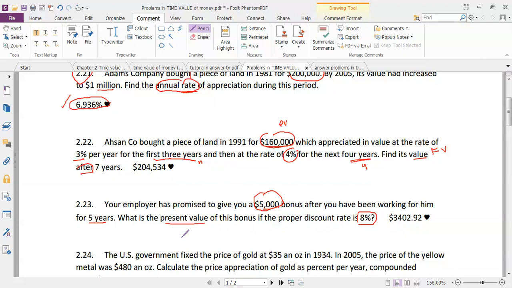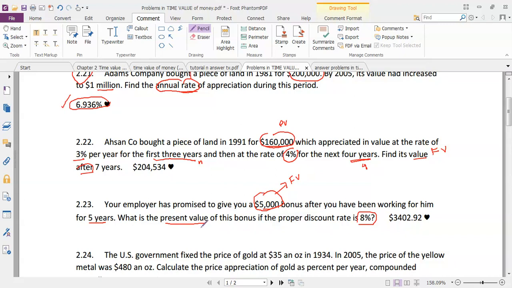Can you read the question again? Your employer, pekerja, kita punya boss, has promised to give you 5,000 bonus after you have been working for him for 5 years. So what is the present value of this bonus if the proper discount rate is 8%? Okay, so 5,000 is PV or FV? Joshua macam nak jawab ni tadi. Okay, very good. So 5,000 is the future value.